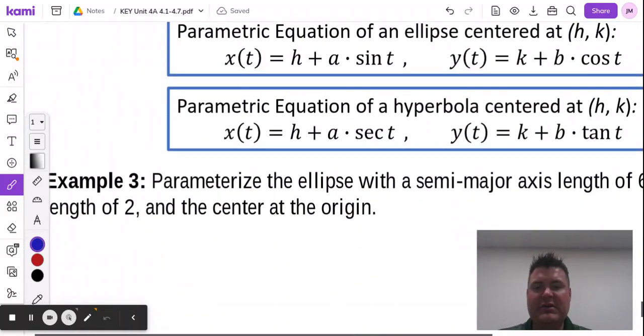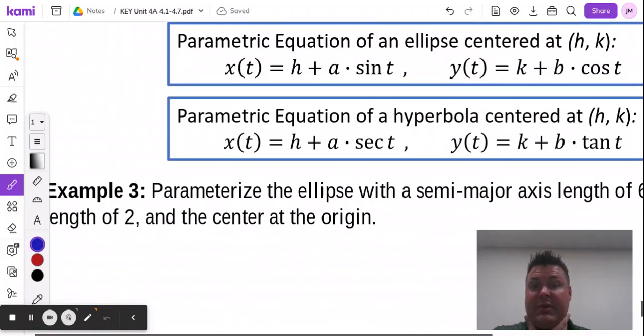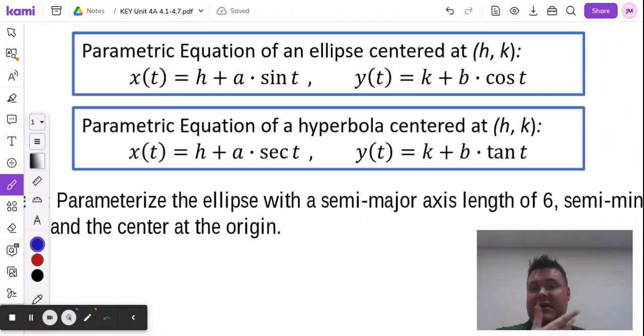All right, so now we're going to deal with some implicit equations. Some formulas that we can note here: if we have an ellipse that's centered at h, k, here are our parametric equations to use. So h and k represent the center. A is how much it's being stretched in the x direction. B is the stretch in the vertical direction, the y direction.